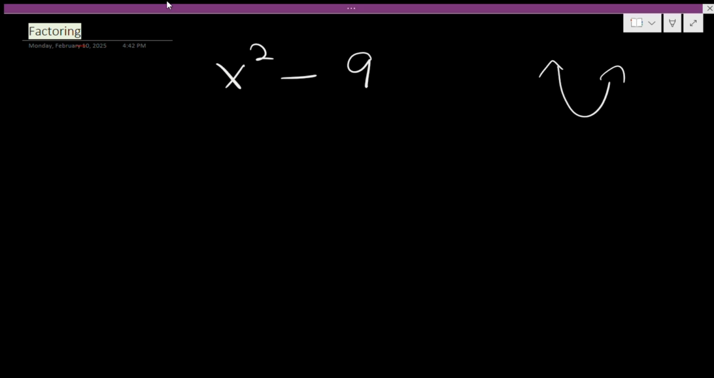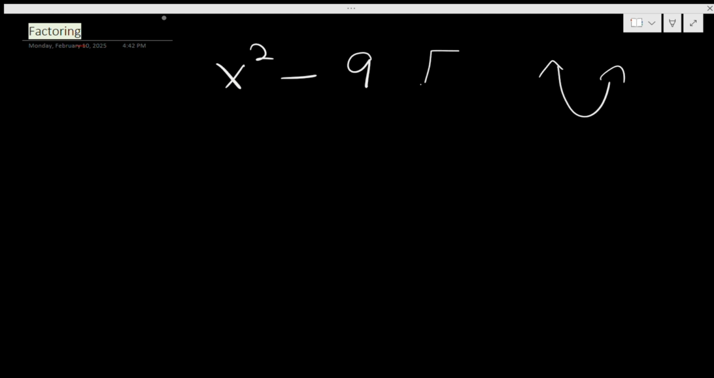Okay, so x squared minus 9. This is a difference of perfect squares, and the reason is that we have an x squared and then we have a minus sign. Remember, difference is minus, a subtraction sign. And then 9. What is the square root of 9? It's 3, right? 3 squared is 9. So that's when you have a difference of perfect squares.